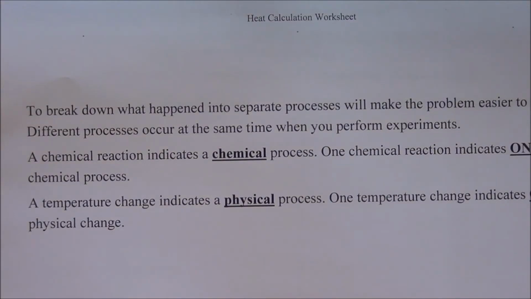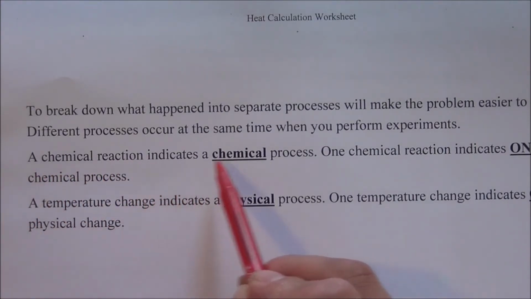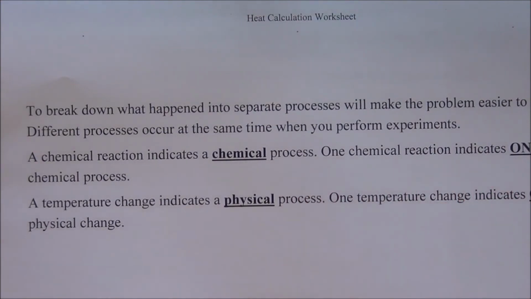Well, to use a 2-column worksheet, you have to be able to tell what kind of processes there are, and you have to know how many processes are in the problem. Well, let me tell you the trick. A chemical reaction indicates a chemical process. One chemical reaction indicates one chemical process. If there are 2 chemical reactions, that means there are 2 chemical processes in the problem.